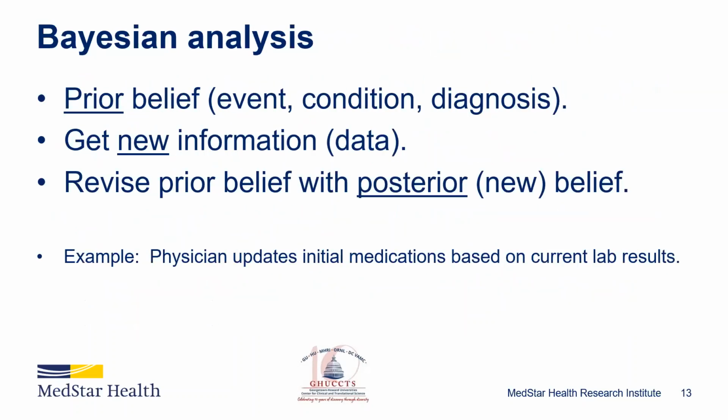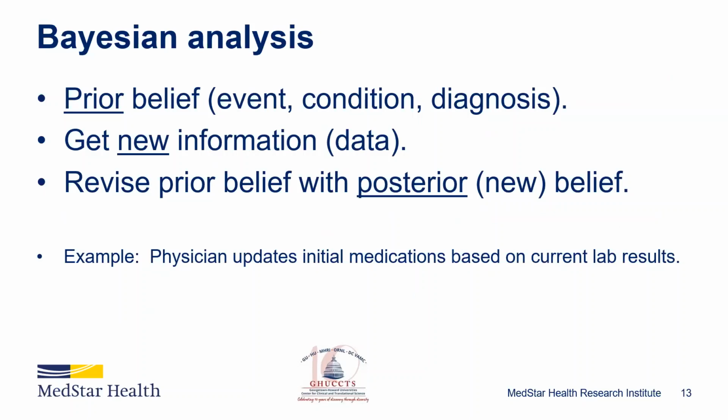So in Bayesian analysis, we basically have 3 steps. You have a prior belief about an event, a condition, a diagnosis, a statistical distribution. Then you get new information, which from our perspective here is our data that we collect from our sample. And then we revise our prior belief with a posterior, or a new belief.